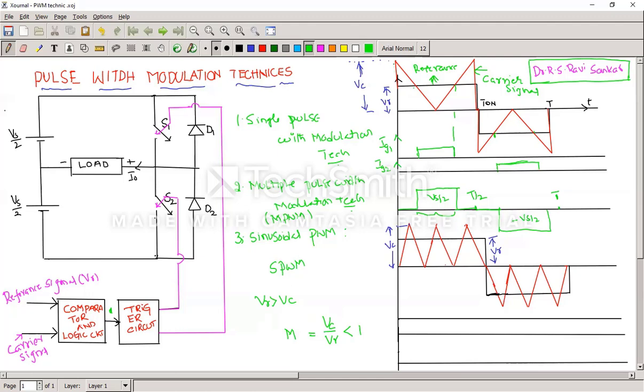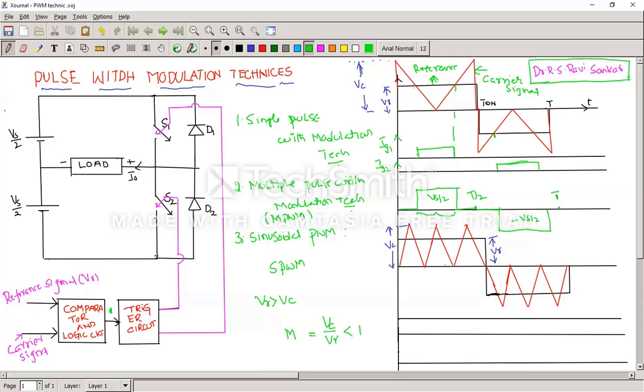Suppose in this case you have taken this height, then in this region you get the pulse. So the output voltage also follows the pulse which is applied to S1. Suppose you increase this height further, then what happens? This width decreases. So the width of the pulse decreases.